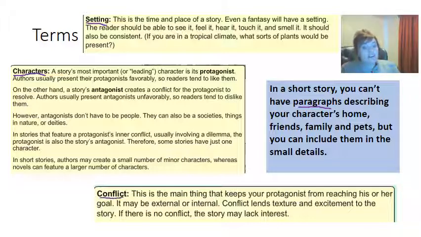This is very important. You must have a conflict. Otherwise, you don't have a short story. You just have a very bland set of words. I went to the grocery store, I bought hot chocolate, and I came home. There must be a conflict, some tension, something for your character to overcome.